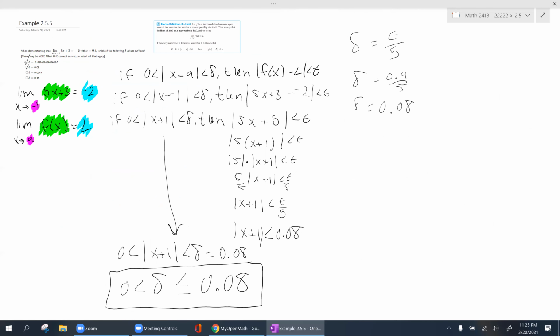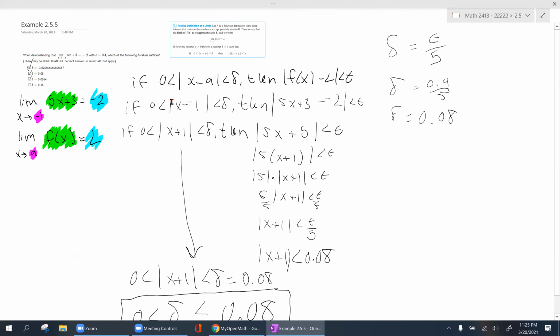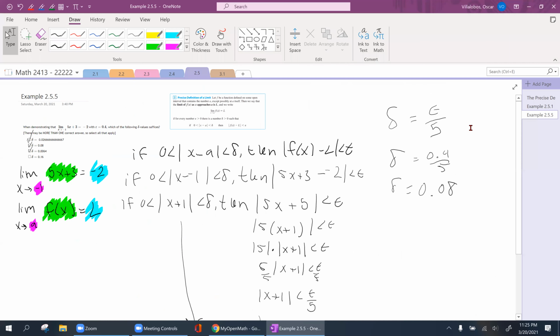All right. This here is larger than 0.0064. I can use that. But 0.16, it's too large. It goes out of bounds. So that one cannot be included, meaning I only have three possible solutions that satisfy those delta values. So very, very nice.